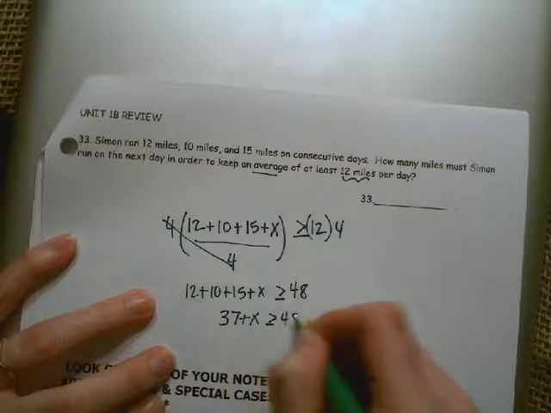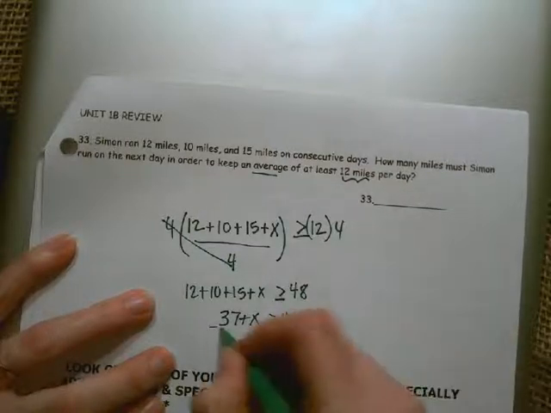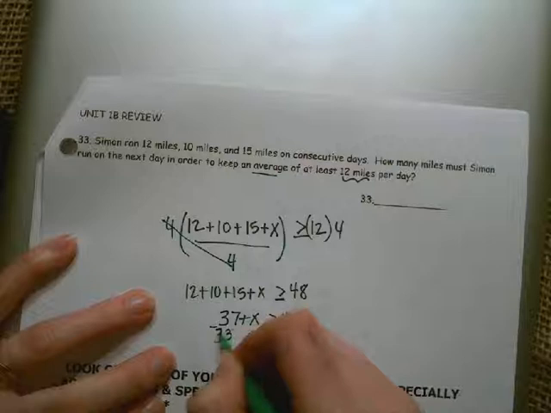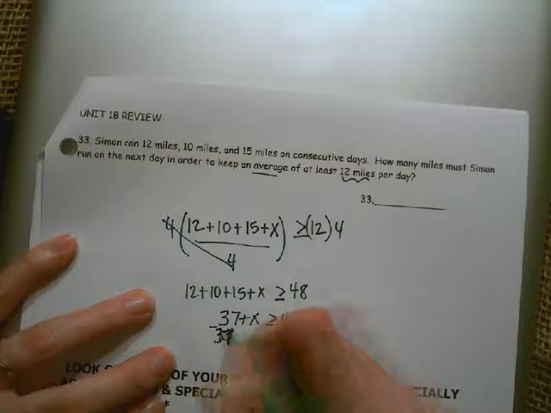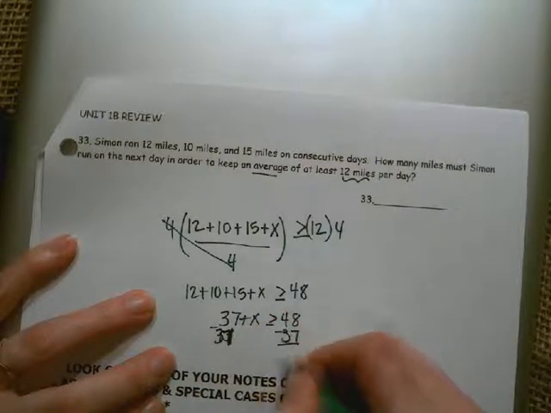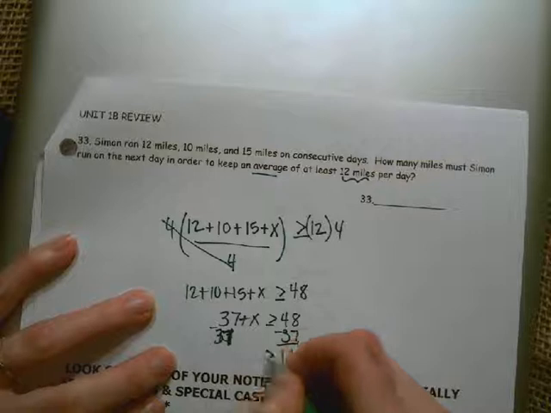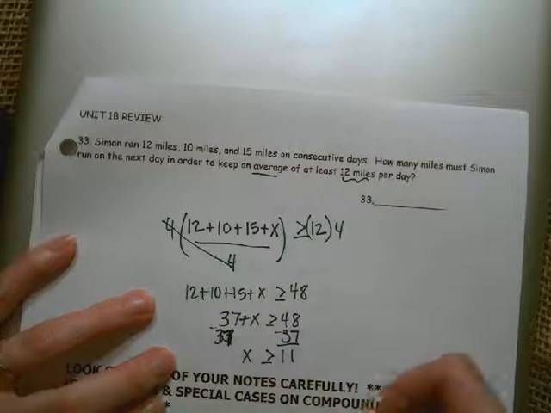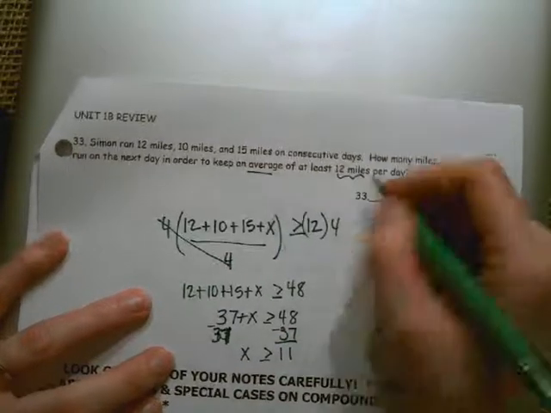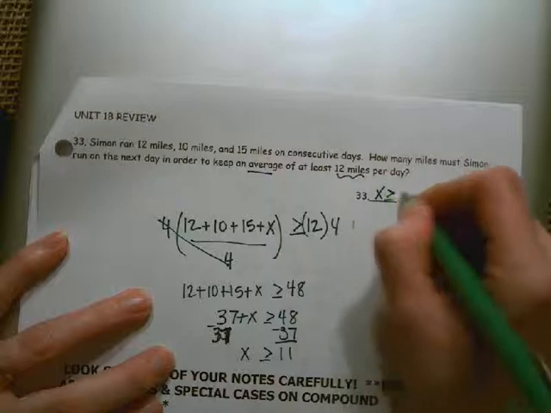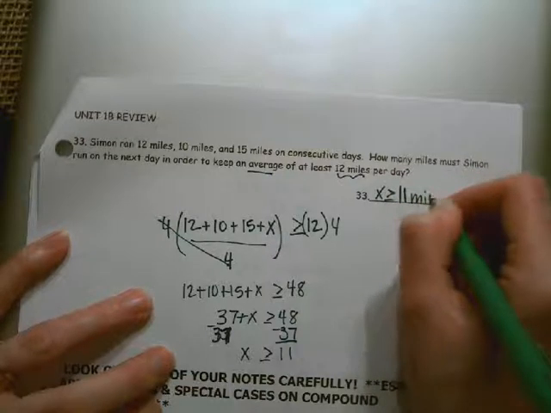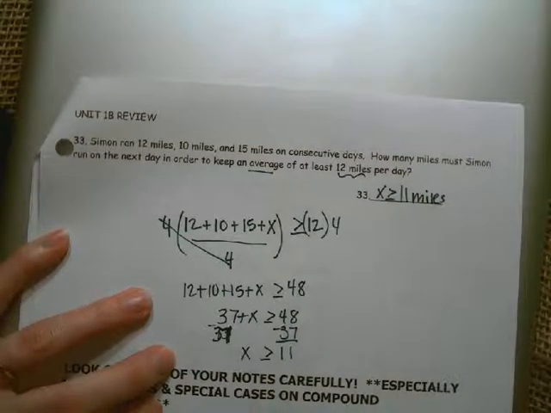And then you would minus the 37. Oops. 37, not 13. Minus 37. And you get 11. X is greater than or equal to 11. And remember, we're going to label that answer as 11 miles. He needs to run 11 miles on that 4th day to keep his average at 12.